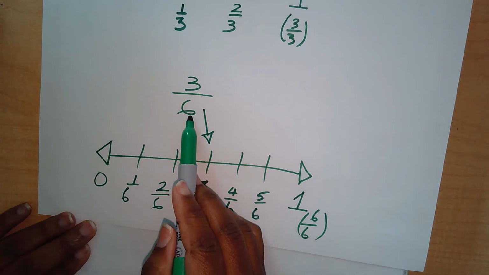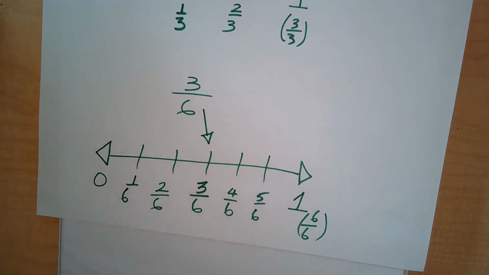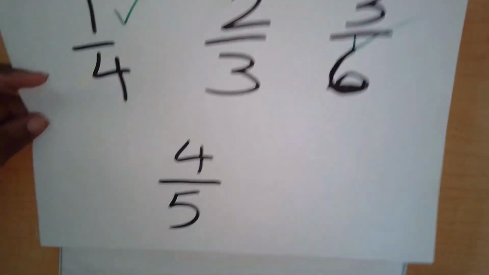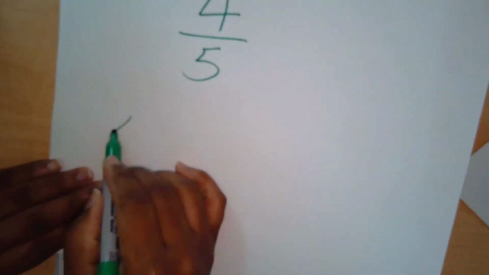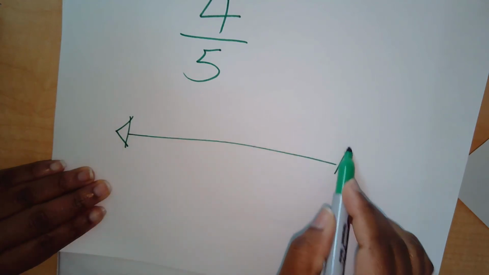Why? There are 6 parts. Could we find 2/5 here? Absolutely not, because this is in sixths. And lastly, let us do 4/5. I'm positive you all already know what to do. Here is our number line.